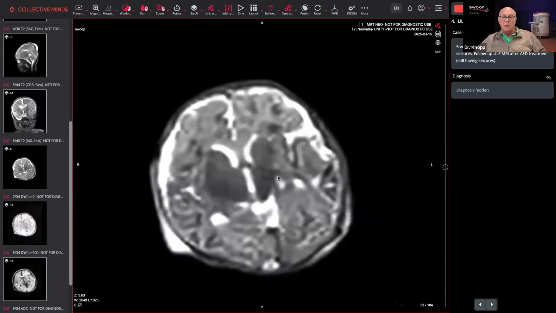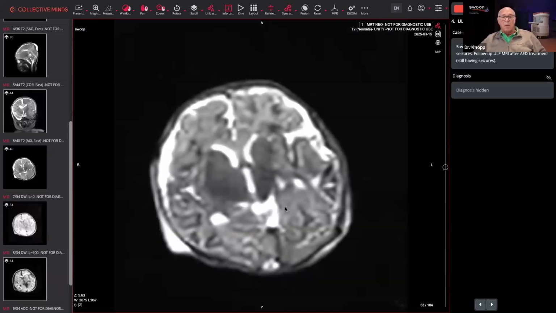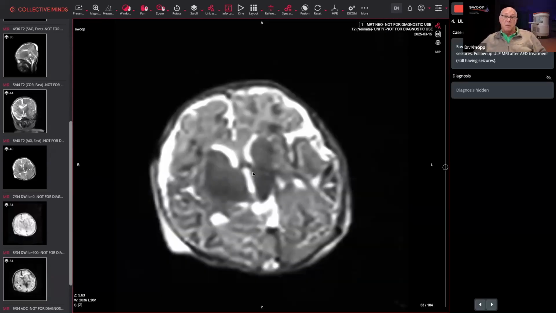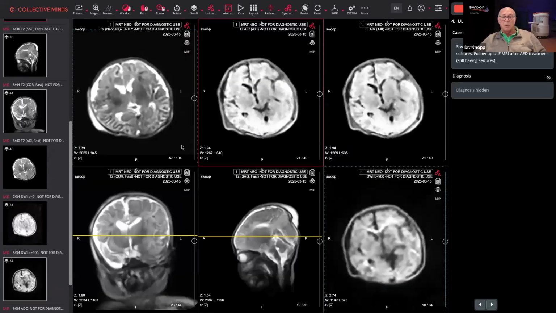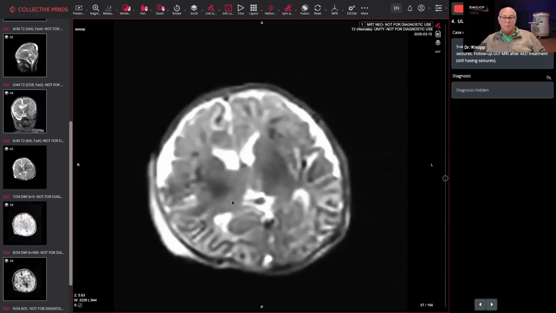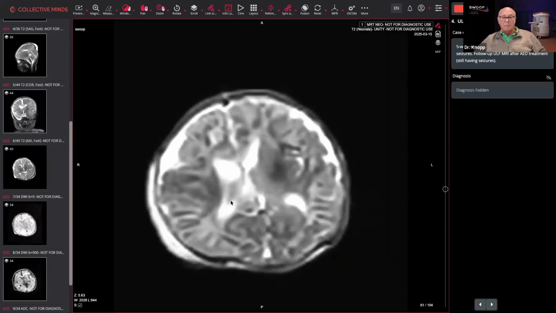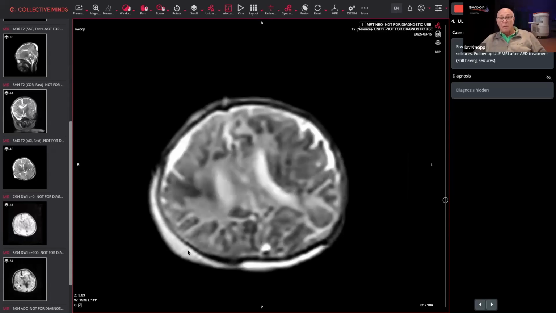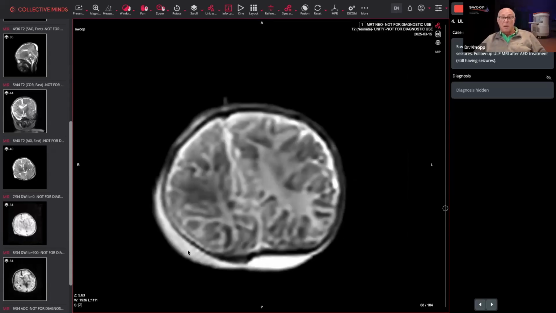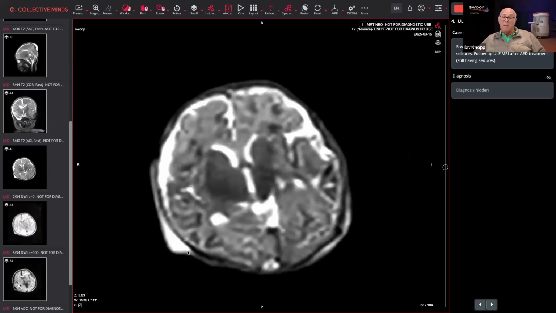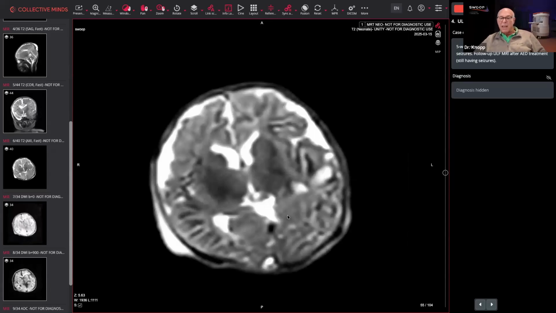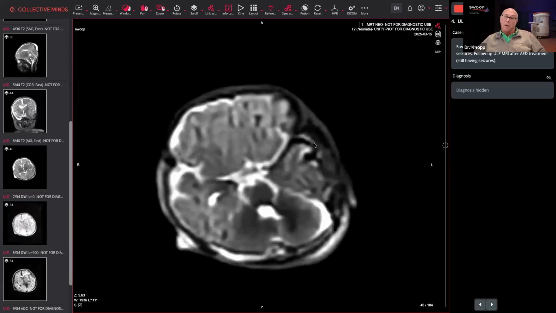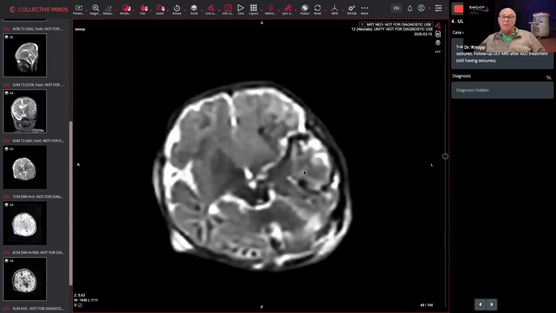So let me make this a little larger and window it a little better. So the axial T2 weighted image, this is a little better. We can see that there's extraaxial fluid space. We have this scalp presumptive hematoma. As we come more inferiorly, we're getting signal change in the inferior temporal lobe on the left.